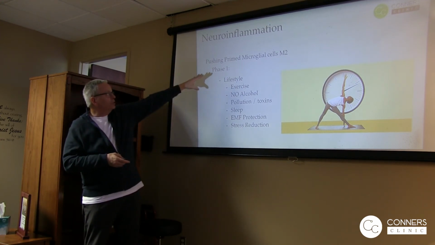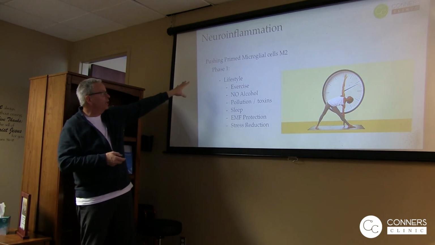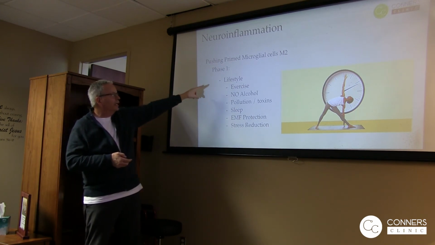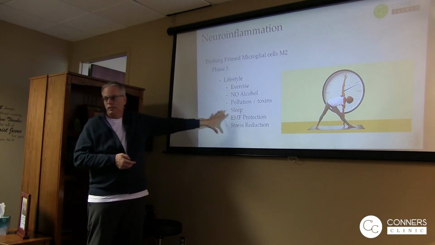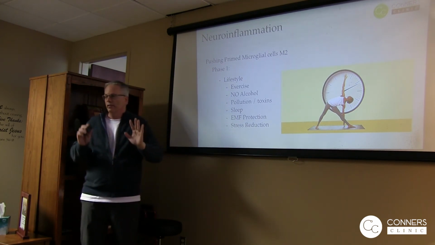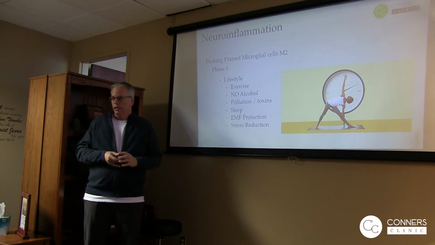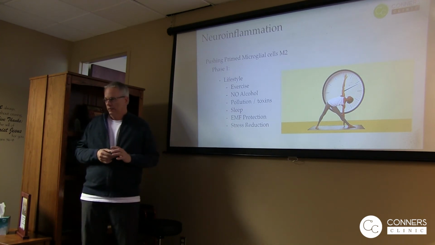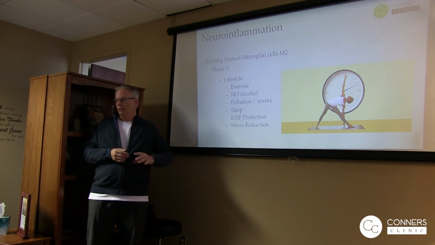So phase 1 in pushing prime microglial cells from M1 to M2 is to start with lifestyle. Start with exercise. Very, very moderate exercise. They might be able to walk a block. That might be too much for them.